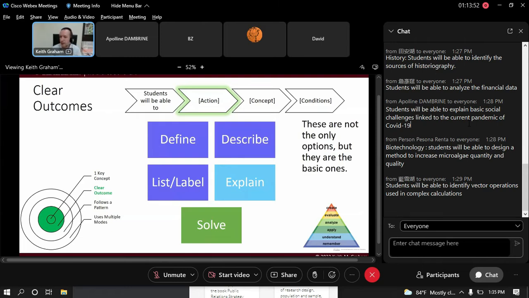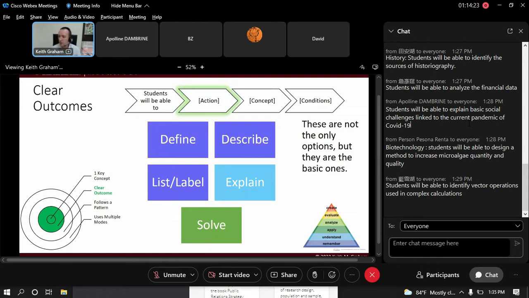Students will be able to analyze the financial data. Again, we can analyze financial data in many different ways. So you may want to focus on something specific, some specific analysis of financial data. So you're going to want to, again, make some adjustments there. Make sure that it's very clear what you want them to do. And I'm going to give all of you an opportunity in a moment to redo these.